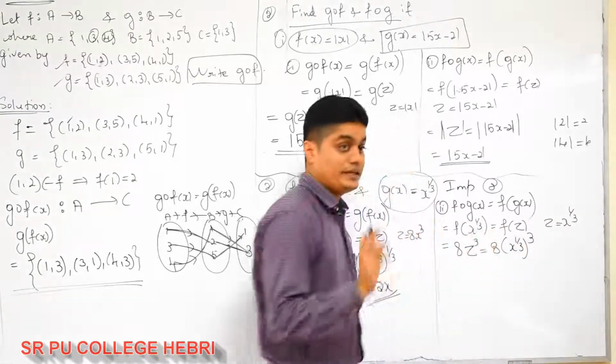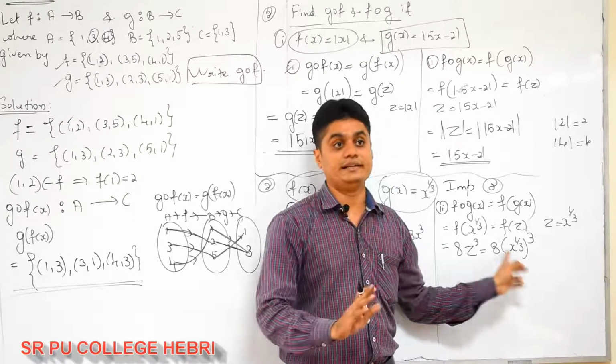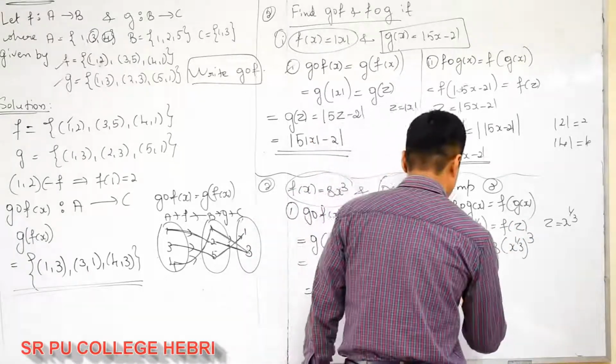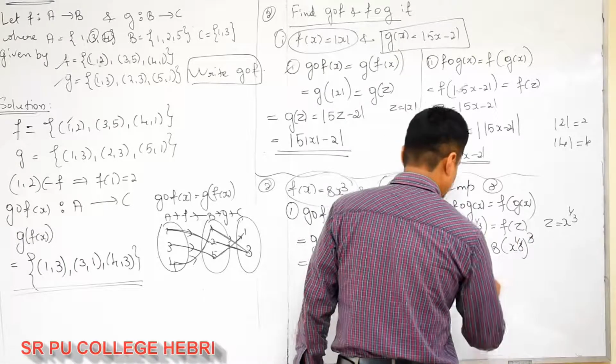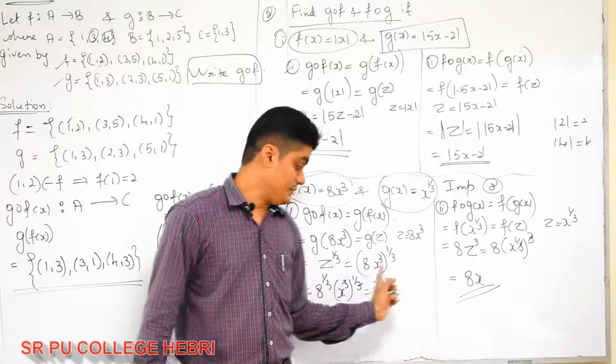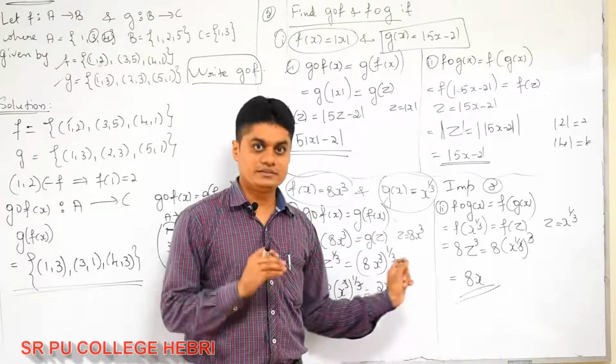But observe here, this 3 is only for x to the power 1 by 3, not there for 8. The cube is not there for 8. So here it is only 8 as it is. The 3 and 3 cancel, so you'll get the answer 8x. Usually students make mistakes here, so be careful. And this is an important question. Remember, this is an important question.